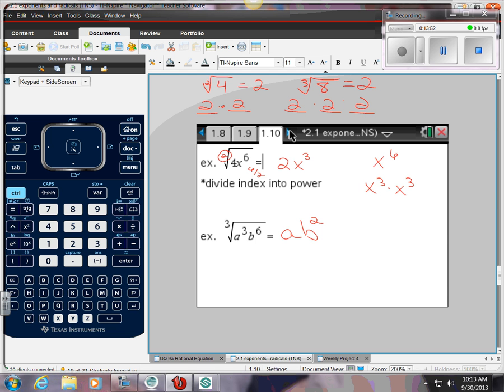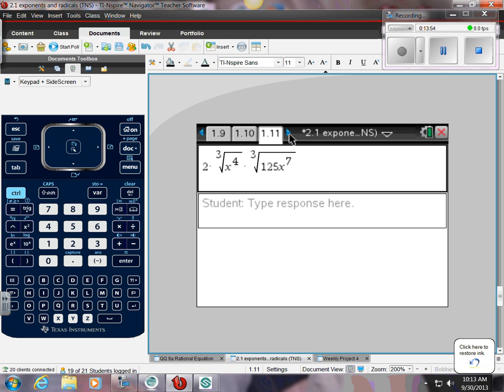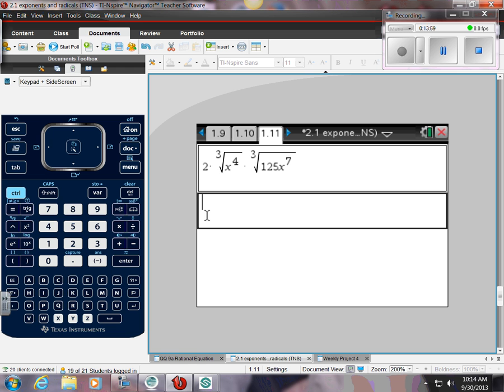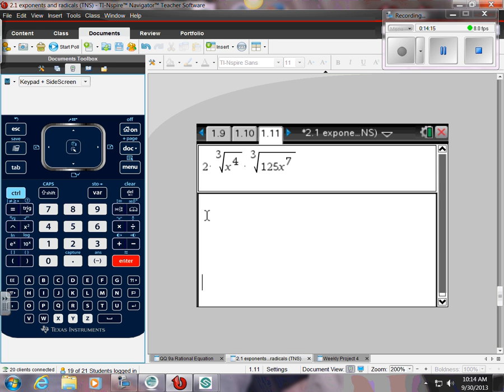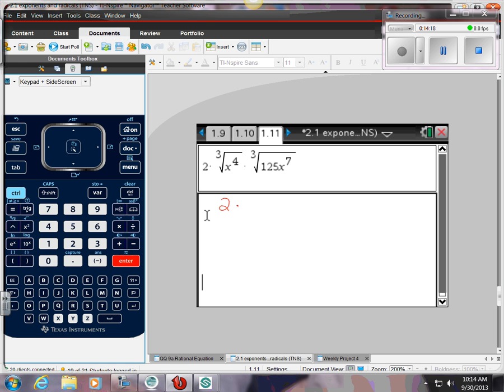Are you ready? Okay, so with something like this, the first thing we're going to do is multiply our radicals. When we multiply radicals, what are we actually multiplying? What's underneath the radical? What's it called? Radicand. So what are you multiplying? The radicand. Okay, so when I multiply the radicands, I get 2 times the cube root of, and if you lose that cube root, it's wrong, by the way, so don't lose it. 125, don't lose your index.